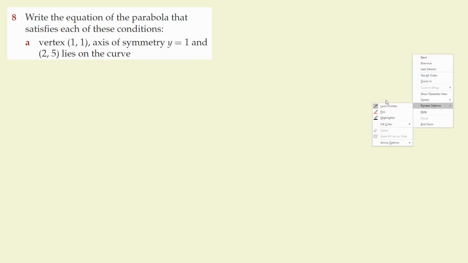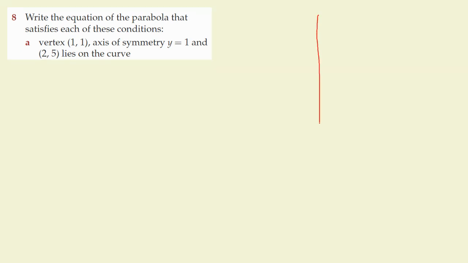Let's get a little bit of a sketch. So I've got my y-axis and my x-axis. The vertex is at (1, 1), so let's just note that in there. The axis of symmetry, the line of symmetry across the parabola, is there, y equals 1. So it's telling me it's going this way round? Well, it could be going the other way round, couldn't it?